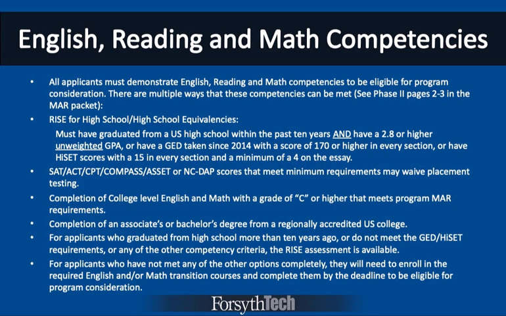If you have completed an associate's or bachelor's degree from a regionally accredited U.S. college, if you have graduated from high school more than 10 years ago or do not meet the GED HiSET requirements or any of the other competency criteria, the RISE assessment is available. If you have not met any of the other options completely, you will need to enroll in the required English and/or math transition courses and complete them by the deadline to be eligible for program consideration.